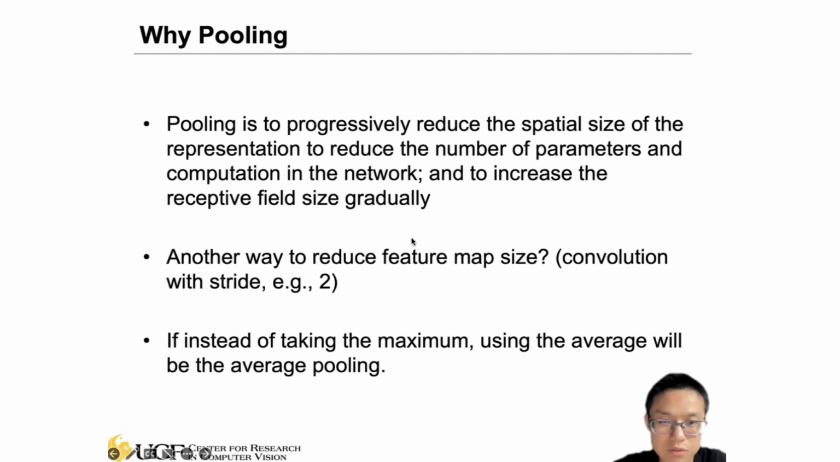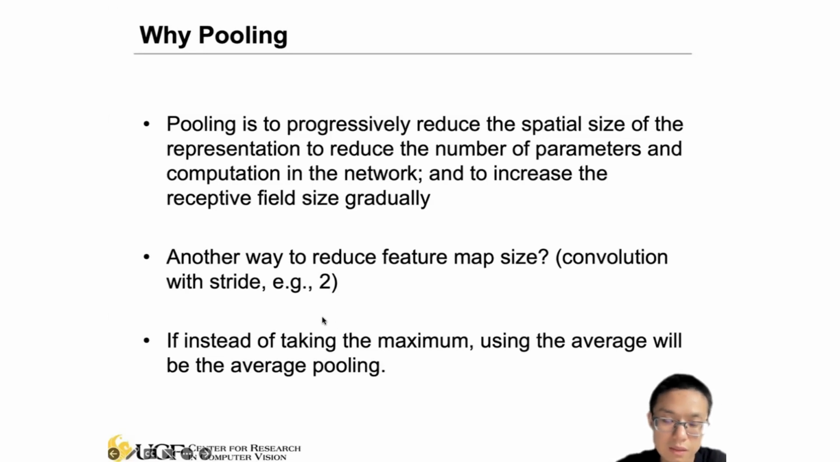There is actually another way to reduce the feature map size besides using pooling. Another way is to consider convolution with a stride that is greater than 1. Maybe you can use a larger stride like 2, 3, or even larger. This will also reduce the feature map size.